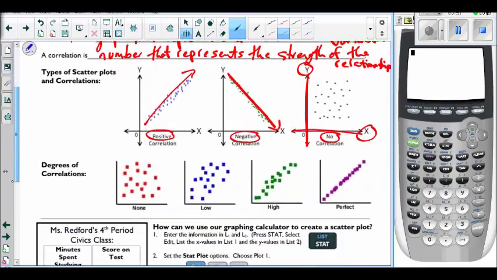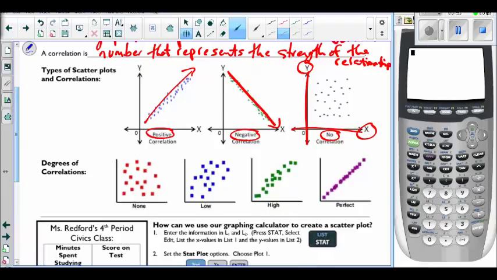Then we also have different degrees of correlation. So it can be either none still, that has a very weak, that's the weakest it can be. It could have a low correlation or a weak correlation. It could have a high correlation or a strong correlation. And then it could have a perfect correlation, which is the strongest correlation.